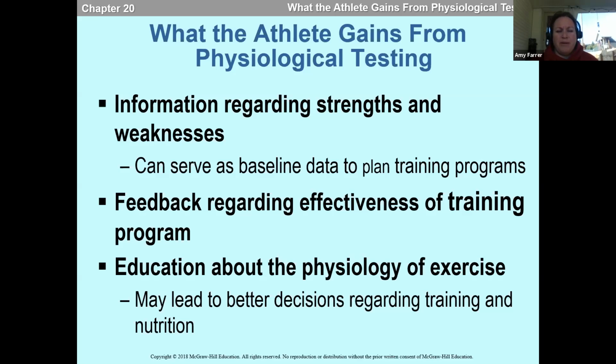We might also make better decisions when it comes to our training and our nutrition if we see how physiologically we're affecting our exercise.